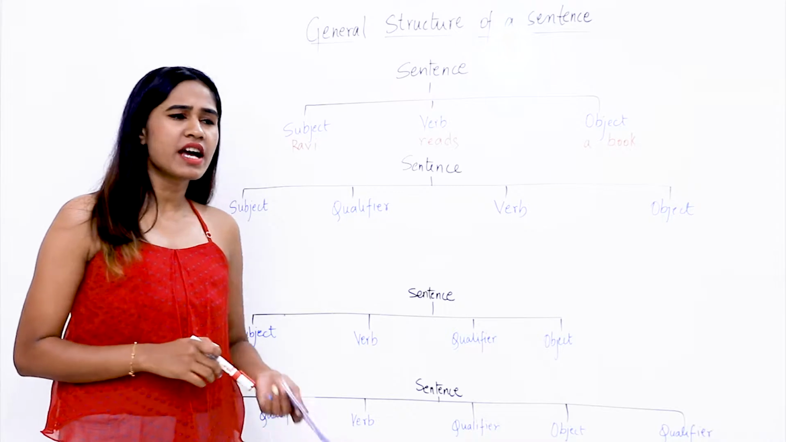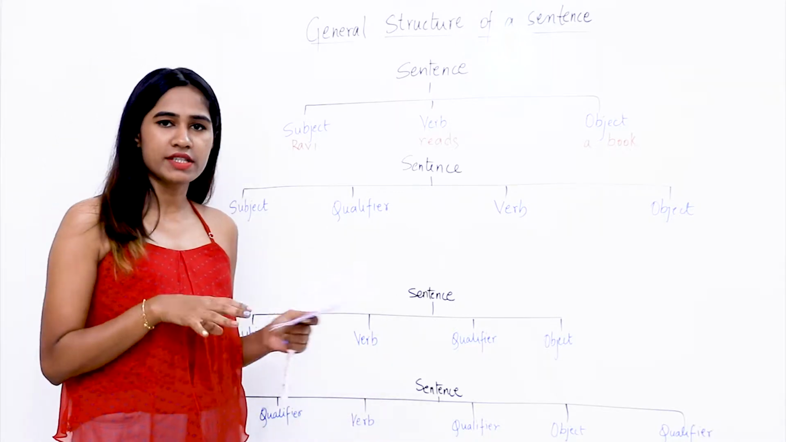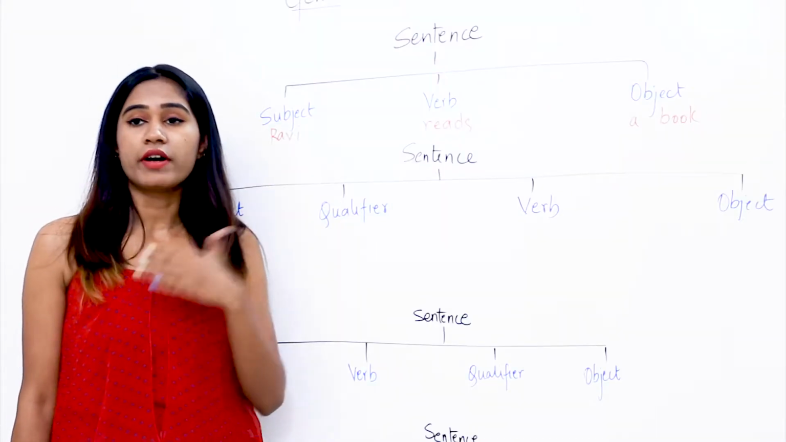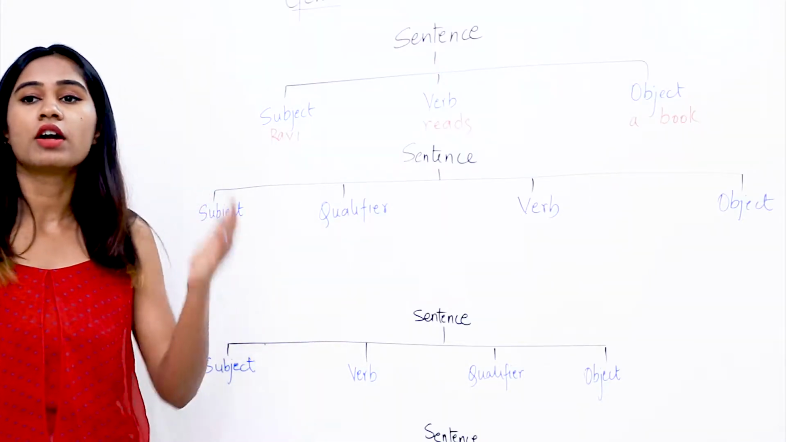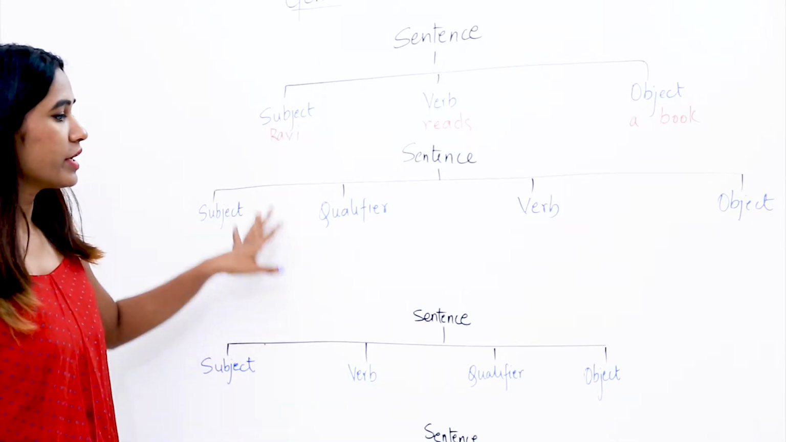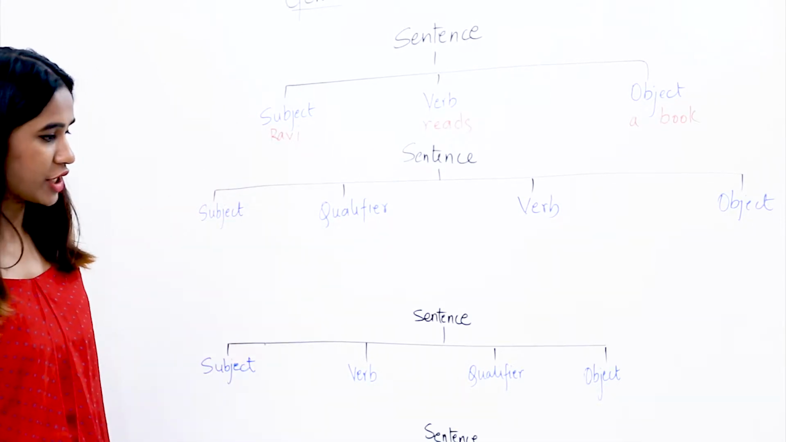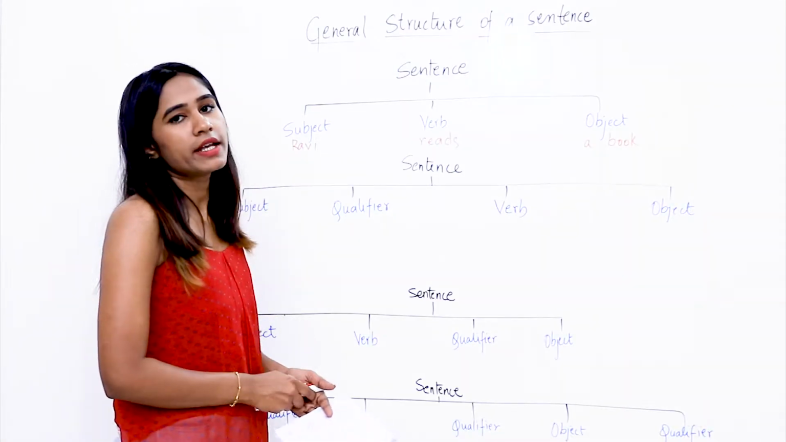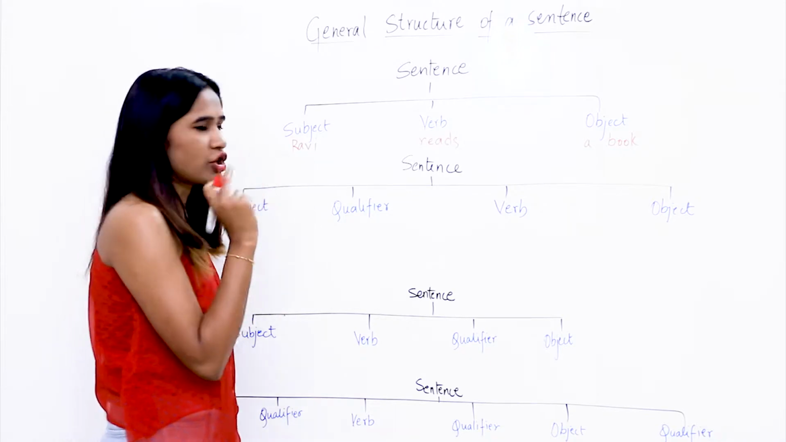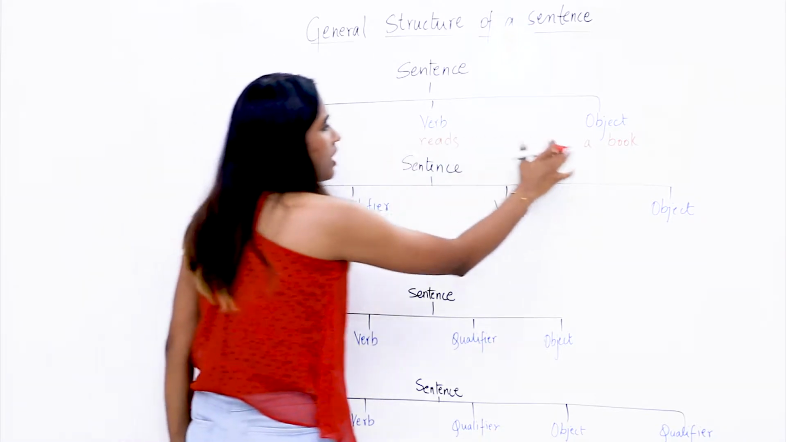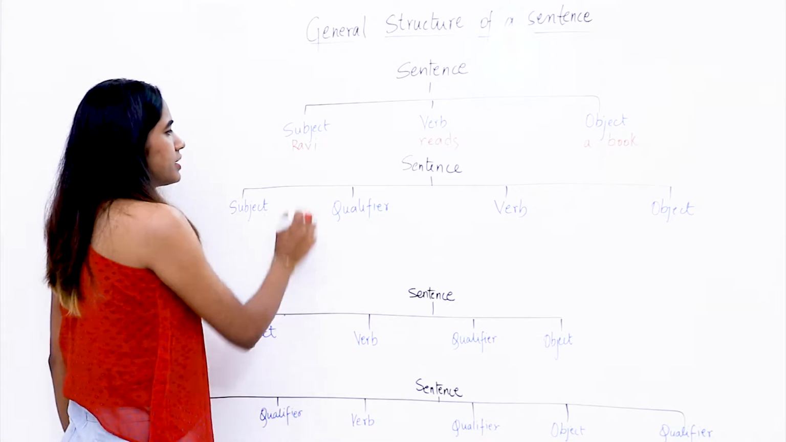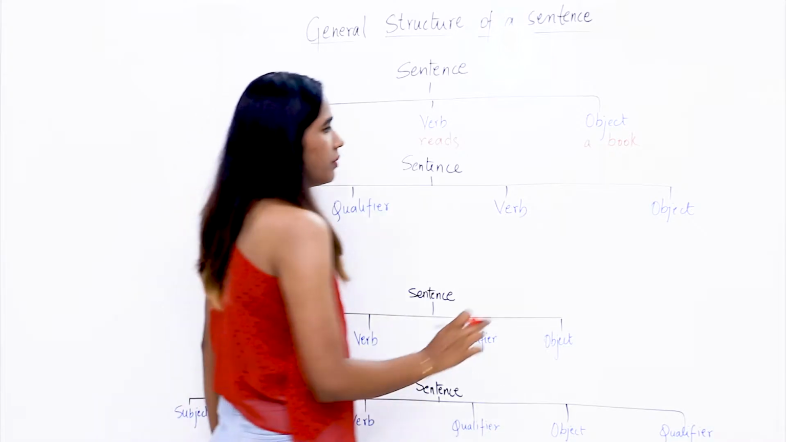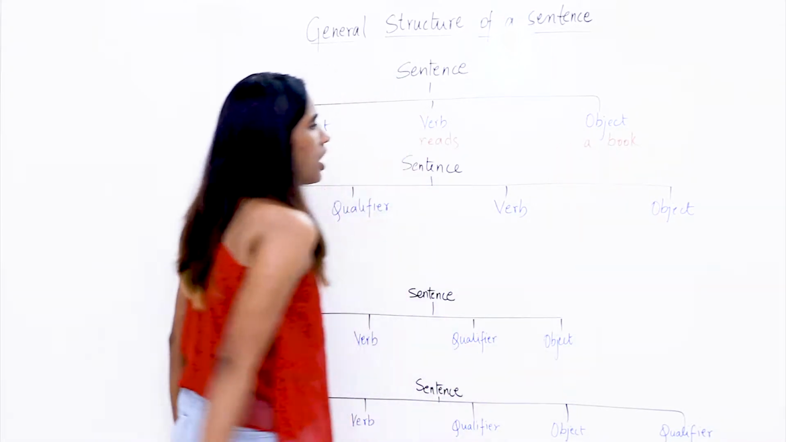As I have told previously, whenever we are given a sentence, it is not necessary that every time you will be provided with subject, qualifier of subject, verb, verb qualifier, or object, object qualifier. So here we have 4 basic types of structure which I'll explain. The first one is a very short sentence, like "Ravi reads a book." Here Ravi is the subject, reads is the verb, and a book is the object.